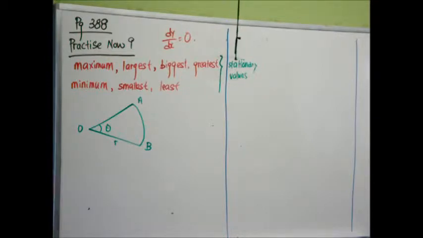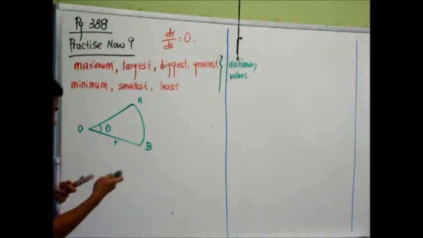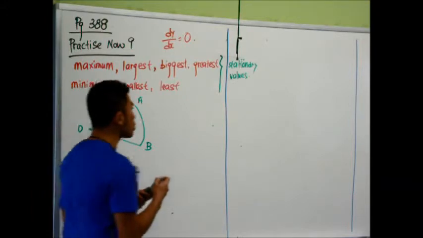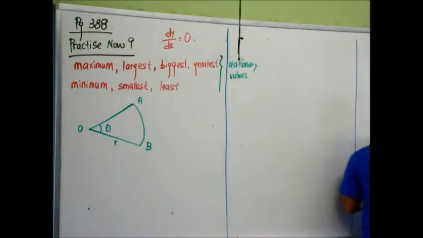Now, given the perimeter of the sector is 7 cm. How to find the perimeter? Yiting, remember you asked me this question before? How to find the perimeter?